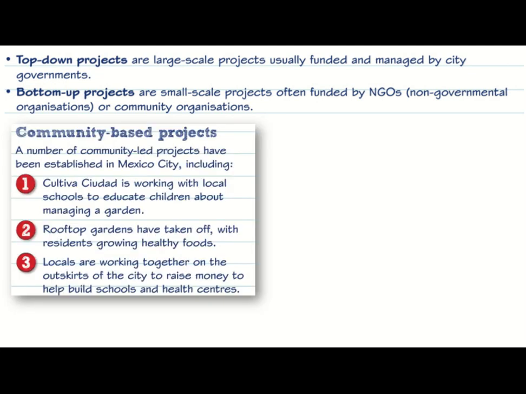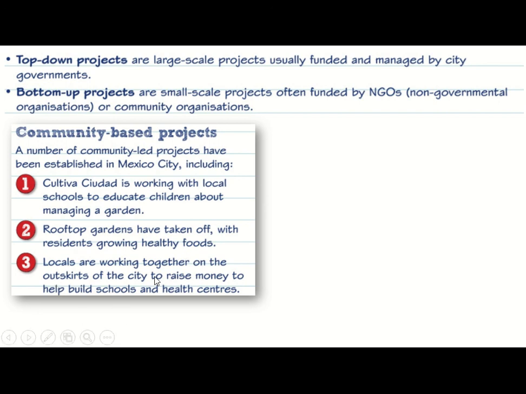Bottom-up projects involve things like community-based projects, and there are three examples of Mexico City community-based projects. I would certainly urge you to know at least two of these. You can see that they involve Cultiva Ciudad. Remember that, because that will show specific information in an exam. They are trying to educate children about managing gardens so that they can grow food. That links nicely to the rooftop gardens, which have been encouraged to grow food for people, utilising the space on top of roofs rather than the lack of green space elsewhere.